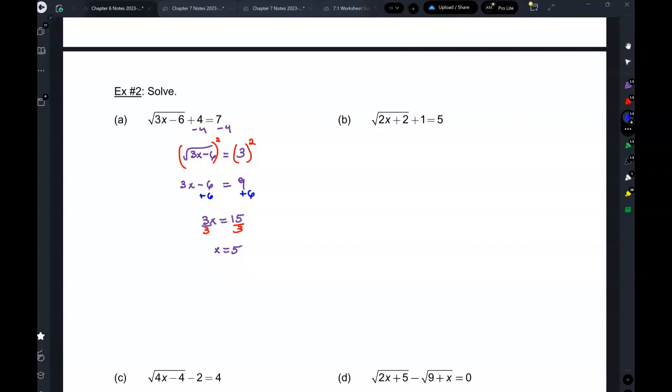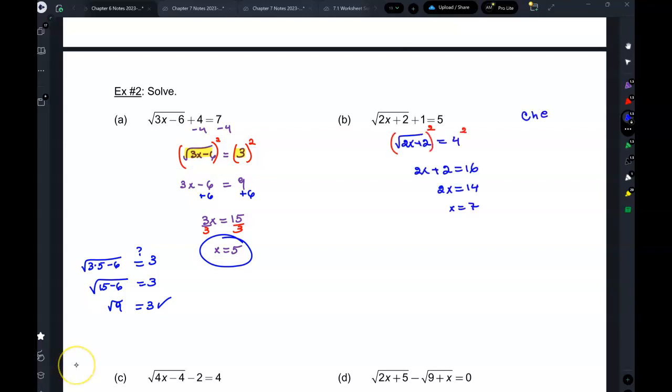This time, I'm going to plug it in to this step here before I squared. So let's see. The square root of 3 times 5 minus 6, is this equal to 3? 15 minus 6. This is root 9. That is equal to 3, so this is a solution. All right? Okay, next. Go ahead and do the next one on your own. I'll give you a couple minutes. Maybe I'll even like race with you.